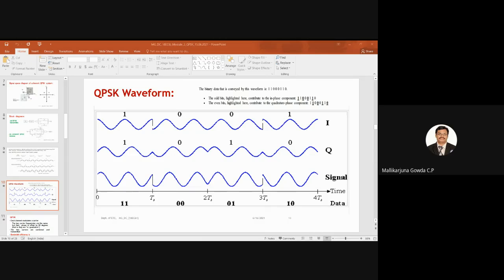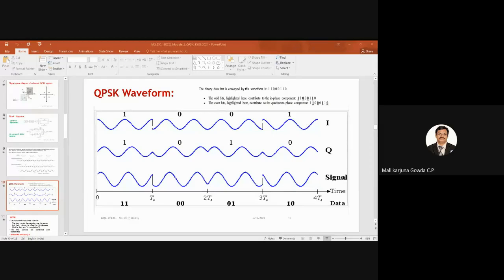So I take 1 as the first bit. Then the third bit is 0. The fifth bit is also 0. Then the seventh bit is 1. So that is my odd sequence: 1 0 0 1. Similarly, the even sequence is 1, then 0 1 0. That is my even sequence.